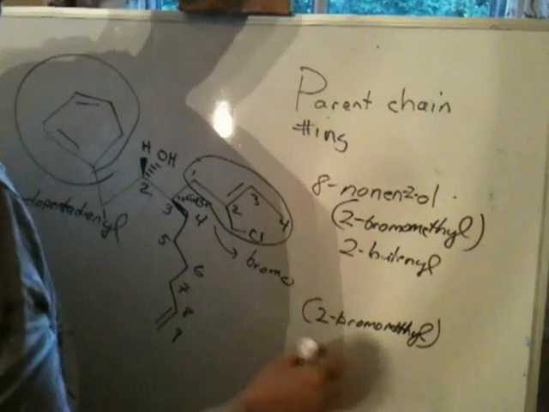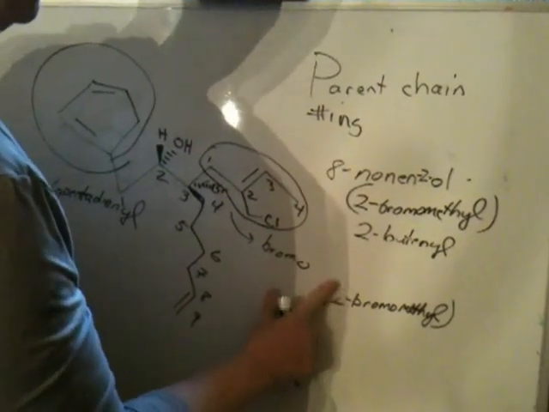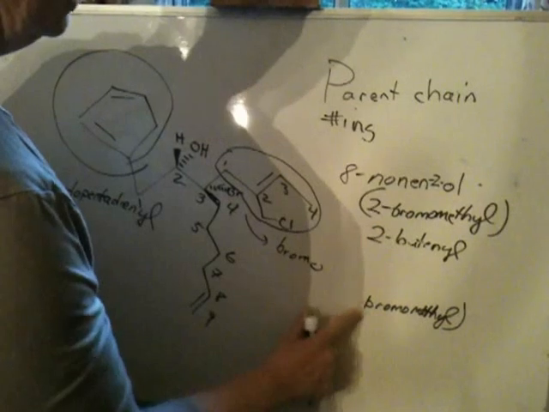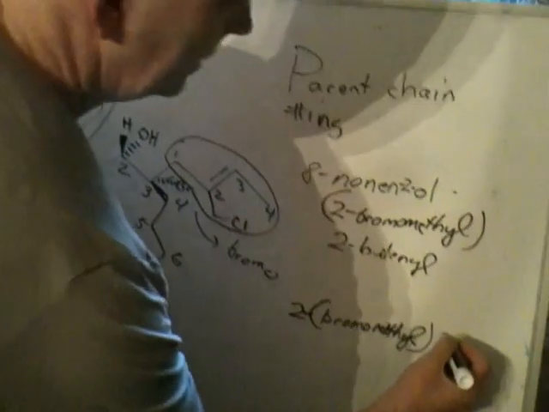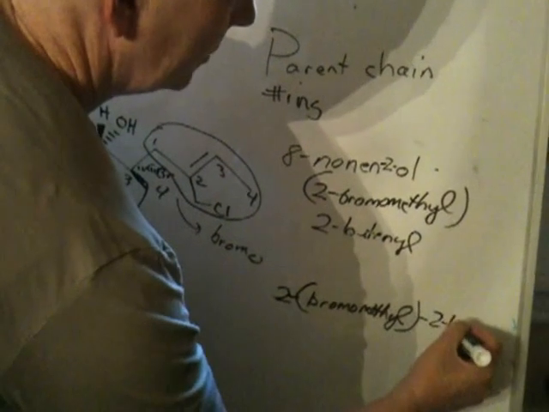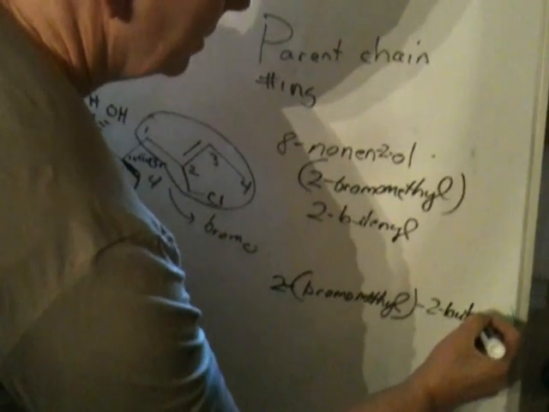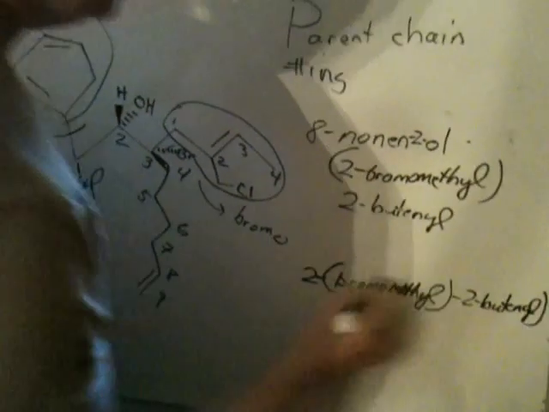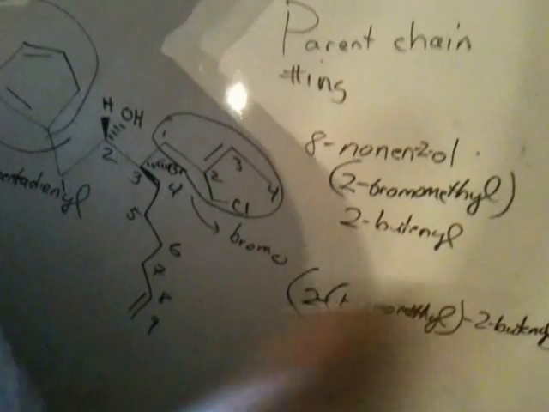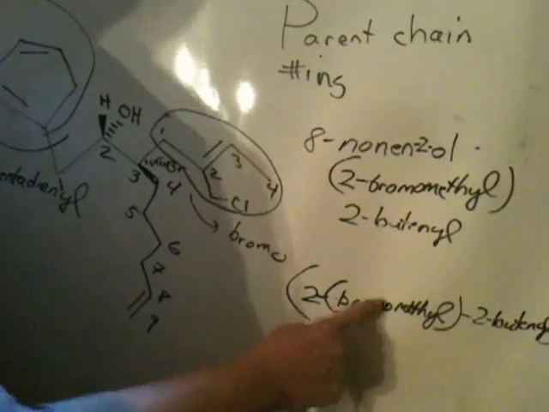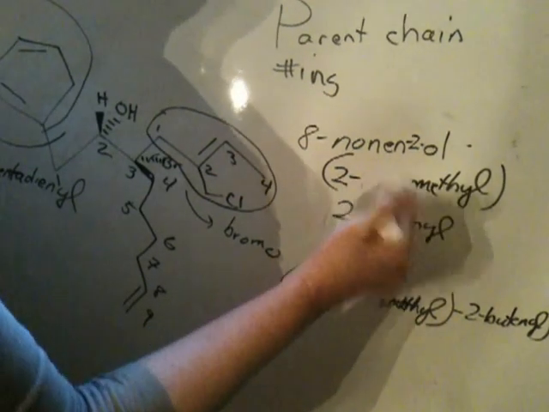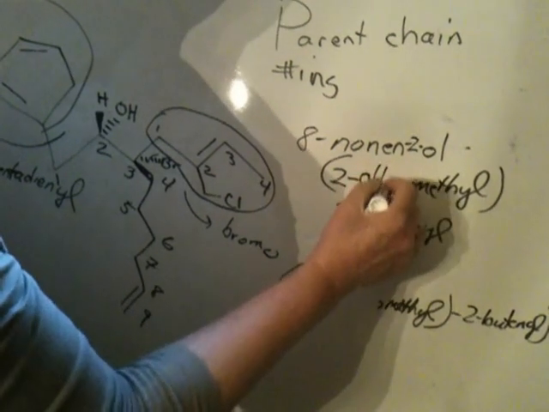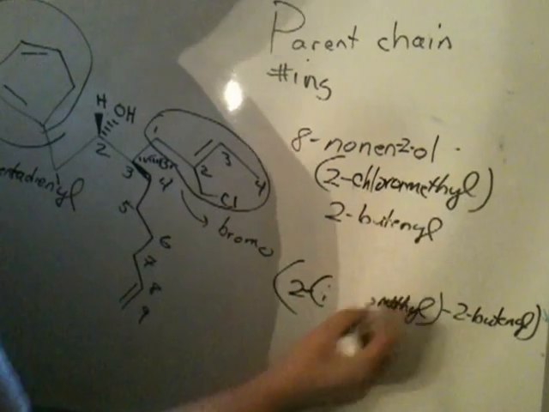Okay. Wait, that's not good. Sorry about that. I don't need any numbers here. This should be 2-bromomethyl, and then it's 2-butenyl. You have to be careful with your parentheses in your parentheses. So this is one big group. It's not a bromo. You're probably saying, that's not a bromo, and you're right, it's not a bromo. It's chloro. Chloro. Where did that bromo come from?